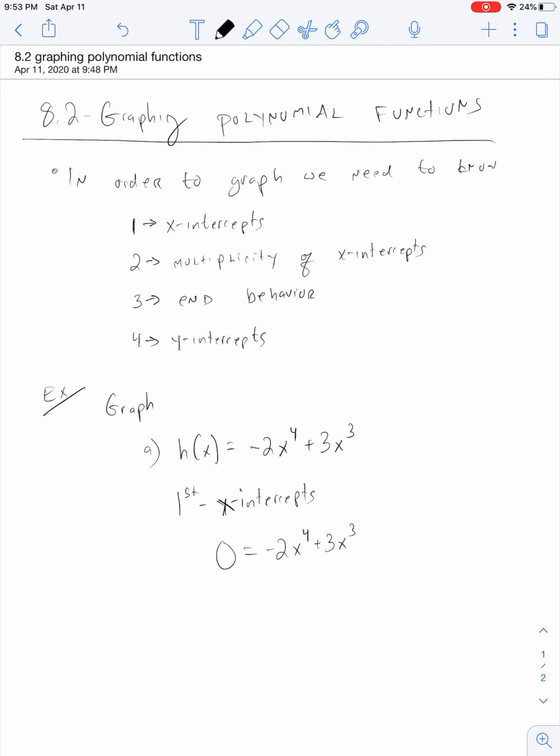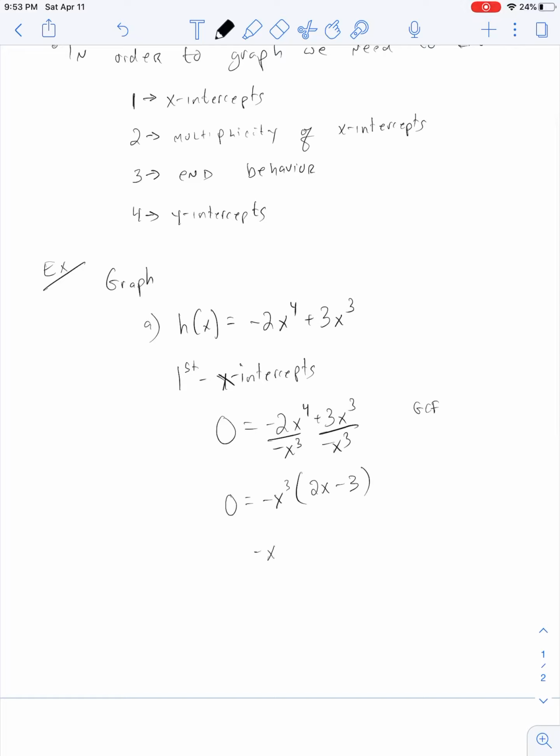This looks like we can factor out an x to the third, or a negative x to the third. Divide this by negative x to the third, divide this by negative x to the third. Once again, we're doing it by GCF. So we get 0 equals negative x to the third times, we're left with 2x minus 3.